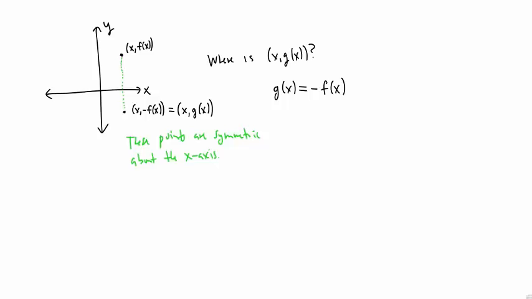And we can now conclude that the two graphs will be reflections of each other, reflections about the x-axis of each other.